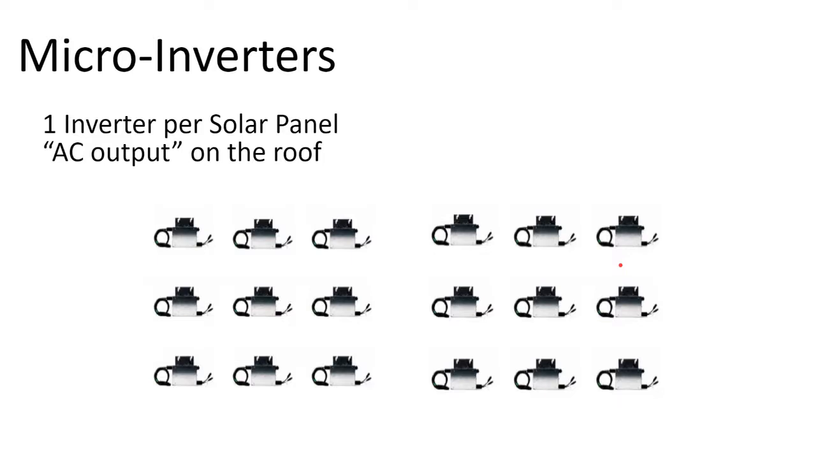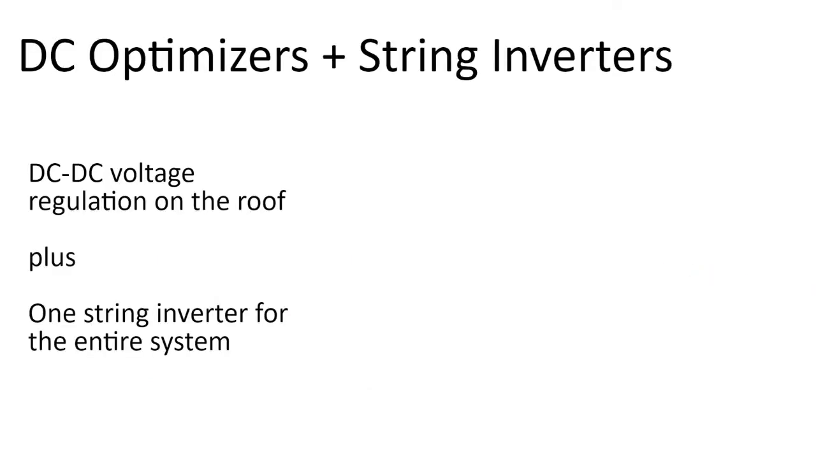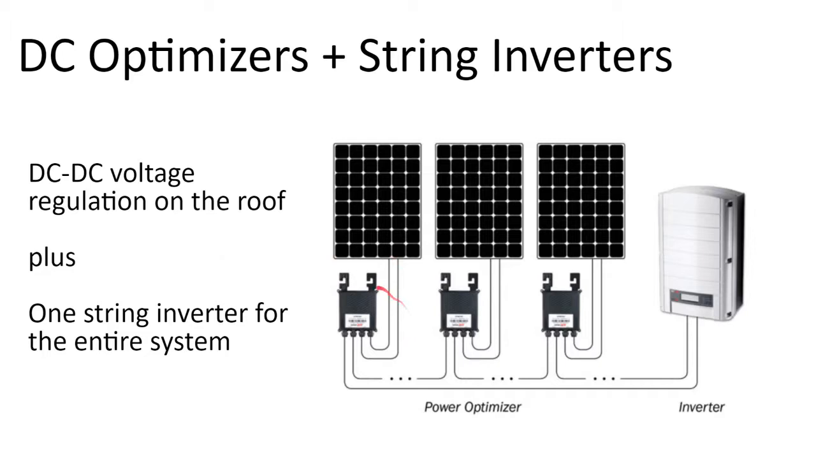The third inverter approach, other than string inverters or microinverters, is the most popular approach for rooftop solar, an approach called DC optimizers, that is somewhat a mixture between string and microinverters. DC optimizers, like microinverters, put a box behind every solar panel on the roof, but unlike microinverters, it only regulates a DC to DC voltage output rather than doing a full DC to AC conversion on the roof.